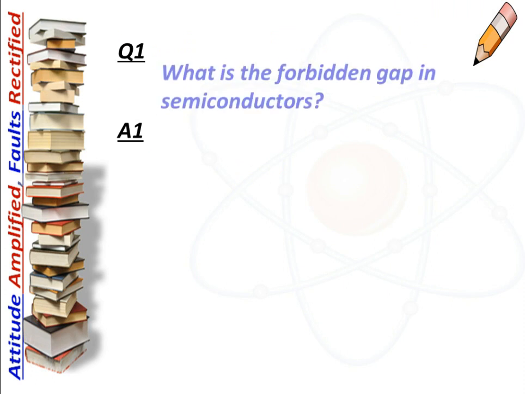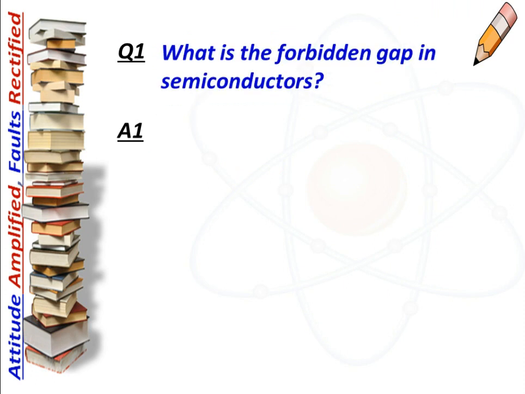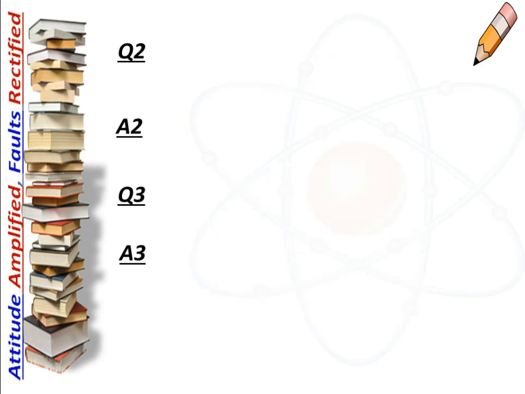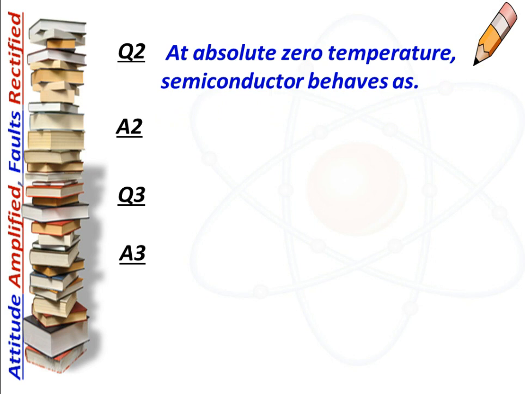So here is the first question. What is the forbidden gap in semiconductors? Answer is 1 electron volt. Forbidden gap exists between conduction band and valence band. The next question, at absolute zero temperature, semiconductor behaves as? Answer is insulator.